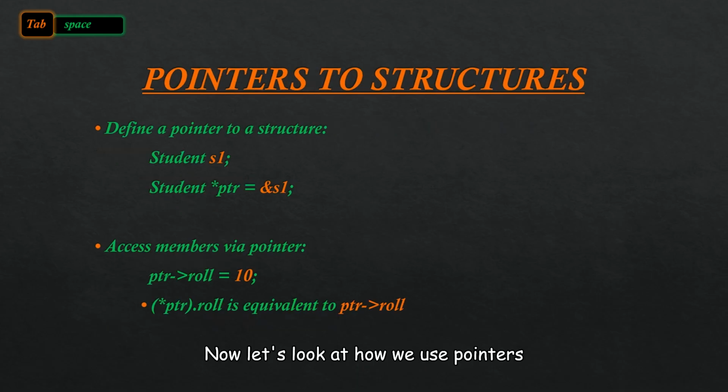Now let's look at how we use pointers with structures. Suppose you have a student variable named s1. To create a pointer to it, you write student *ptr = &s1. This gives us access to the structure through a pointer. Instead of accessing members with s1.roll, we can use (*ptr).roll. Why do we do this? Because when working with functions or dynamic memory, we often don't want to pass around large structures by value. Pointers give us more efficiency and flexibility.